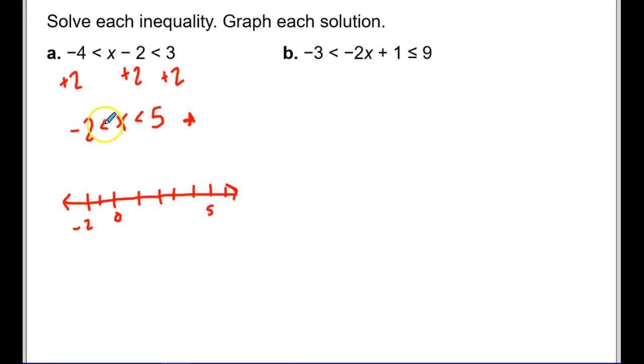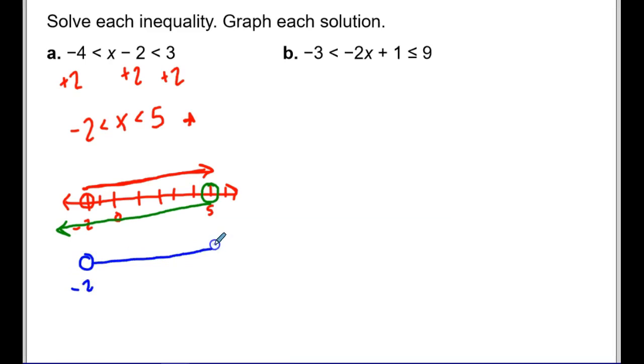So here I see I have an open circle on my -2, and x is greater than that, so I'm going to be shading this direction. Then I also see I have an open circle on 5, and I'm shading this direction. The place where my graph overlaps is from -2 to an open circle on 5. So this is what my final graph would look like on that number line.